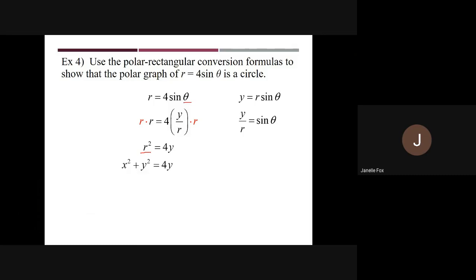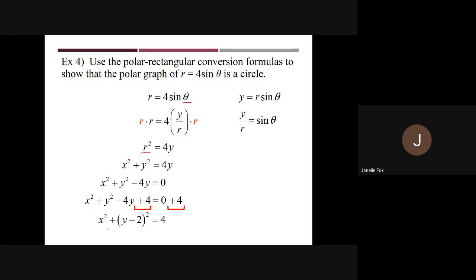What I'm then going to do is change this. It's supposed to be the equation of a circle, so that's what I'm working for. I'm going to move the 4y to the other side. So I get x squared plus y squared minus 4y equals 0. And then I'm actually going to complete the square. In completing the square, I end up taking half of -4 and squaring it. So -2 squared is a +4. I add it to both sides. And then this is what I get.